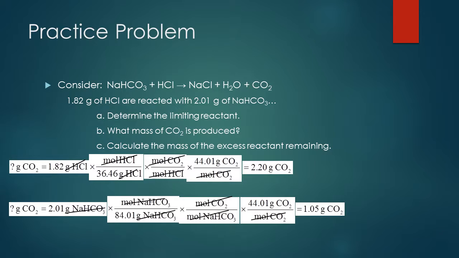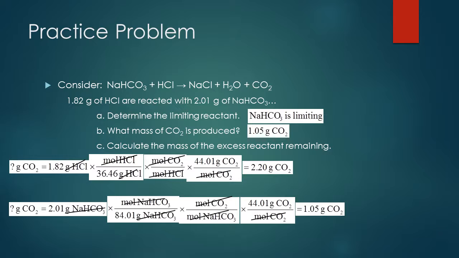At this point, we've really answered these first two questions: determine the limiting reactant and what mass of CO2 is produced. From my calculation here, I can see that the sodium bicarbonate will give us the least amount of product. So I know that the sodium bicarbonate is limiting, and I also know that 1.05 grams of CO2 get produced because that's how much the limiting reactant allows for here. So I've answered those first two questions.